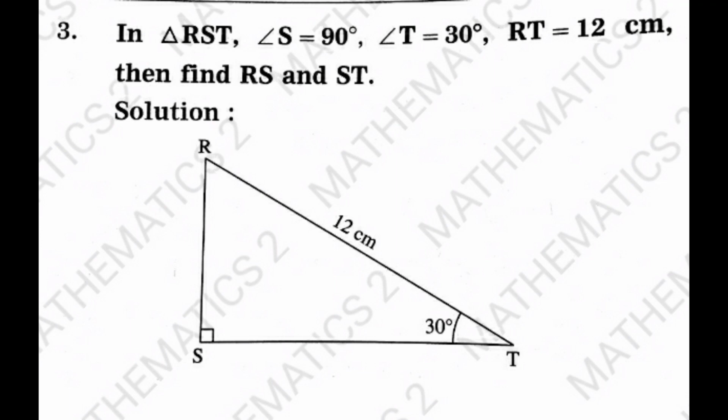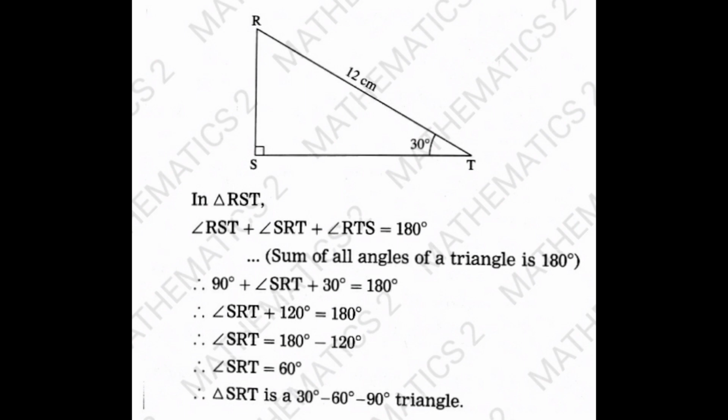See, how will I prove this? In triangle RST, we know that angle RST plus angle SRT plus angle RTS is equal to 180 degrees. Reason: the sum of measures of all angles of a triangle is 180 degrees. Substituting the values, 90 plus angle SRT plus 30 is equal to 180 degrees. So angle SRT plus 120 degrees is equal to 180 degrees. So angle SRT is equal to 180 minus 120, that is 60 degrees. And therefore triangle SRT is a 30, 60, 90 degree triangle.